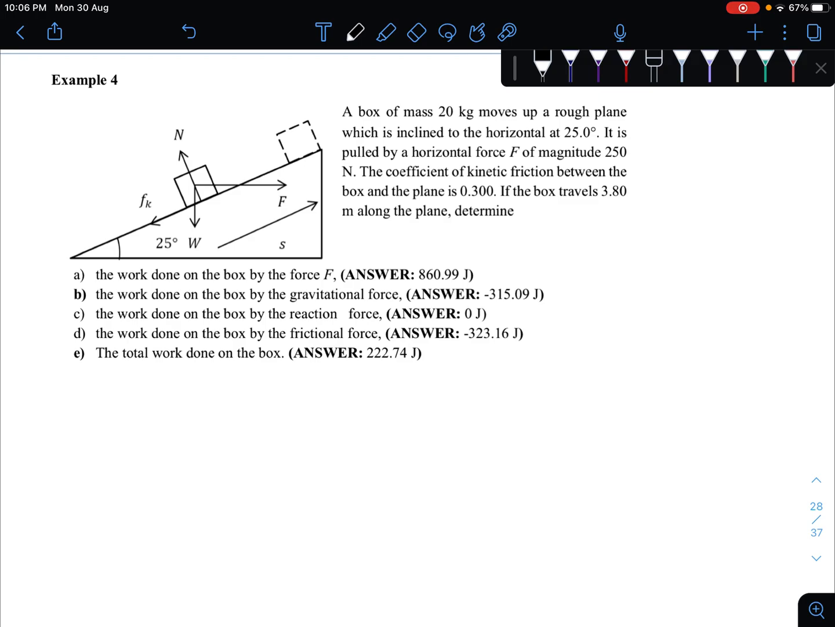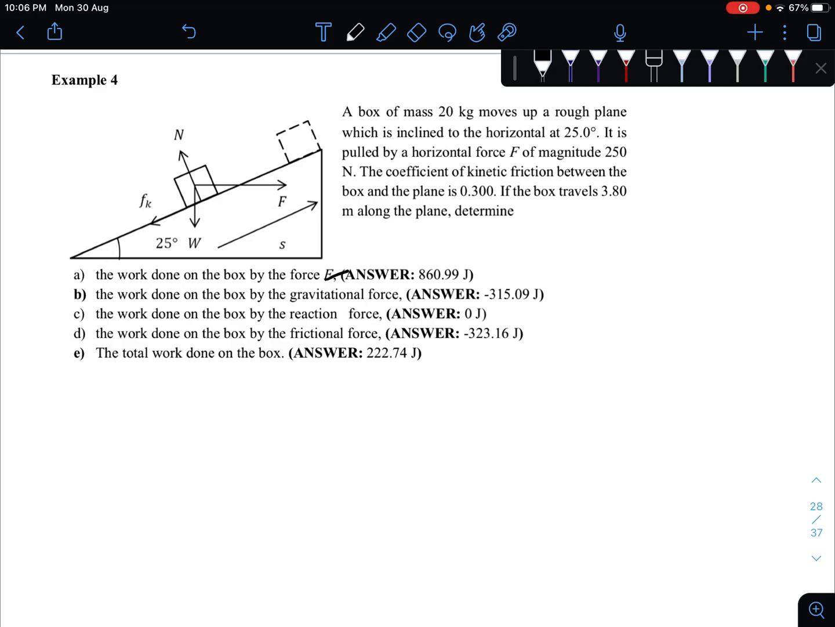Alright, what we have here is a box of mass 20 kg that moves up a rough plane which is inclined to the horizontal at 25 degrees. It is pulled by a horizontal force F of magnitude 250 Newton. The coefficient of kinetic friction between the box and the plane is 0.3. If the box travels 3.8 meter along the plane, determine.